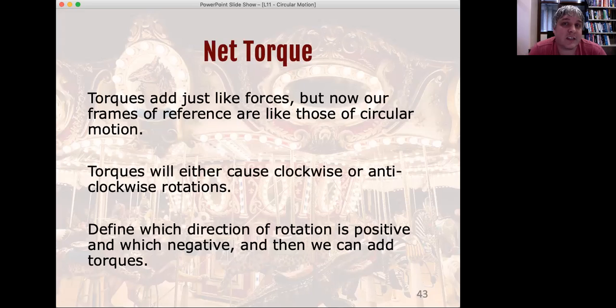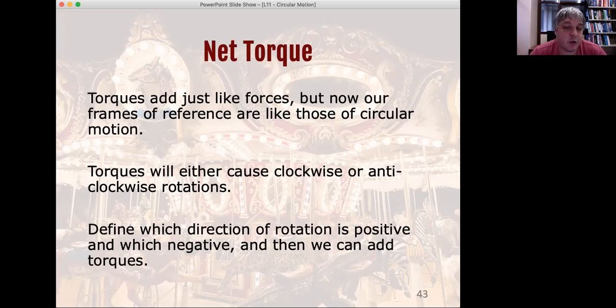Net torque: torques add just like forces, but now instead of remembering the direction of the force, we have to think about whether the torque is going to cause clockwise or anti-clockwise rotation. Generally our frame of reference for torques is simply that one direction is positive and one is negative. Commonly anti-clockwise is positive and clockwise is negative, but either way is perfectly acceptable.